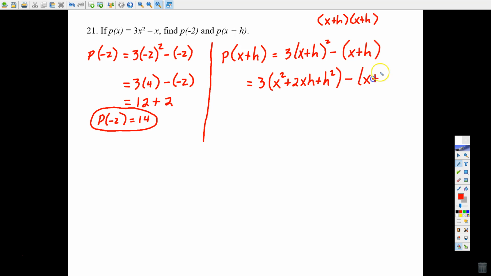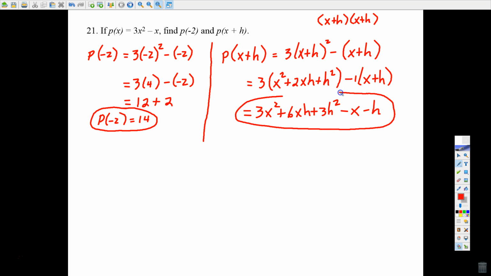Alright, and I'm just going to bring this down. And now we'll do the distributive property. I'm going to distribute 3 to this first group: 3x squared plus 6xh plus 3h squared. And I'm going to distribute negative 1 to this second group, minus x minus h. And then I'm just going to see if there are any like terms that I can combine, and it doesn't look like there are any like terms, so that ends up being my final answer for p of x plus h. And that's the complete answer for number 21.